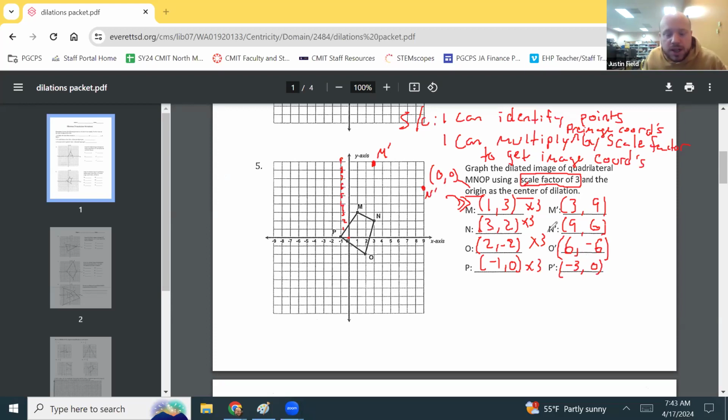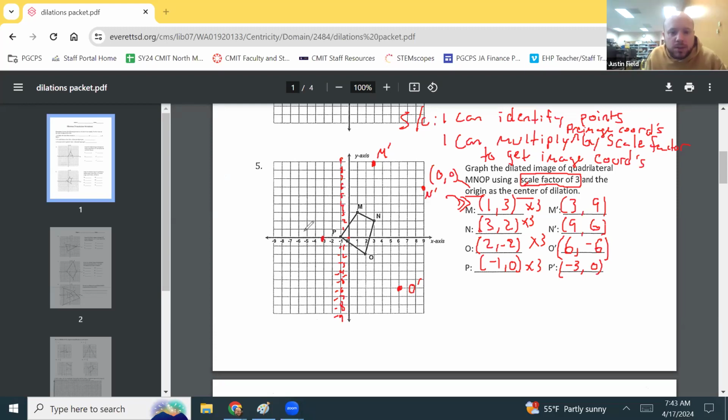O prime is 6, negative 6. Let me label this: -1, -2, -3, -4, -5, -6, -7, -8, -9. So 6, -6 is going to be down here, and that's O prime. And P prime is -3, 0.